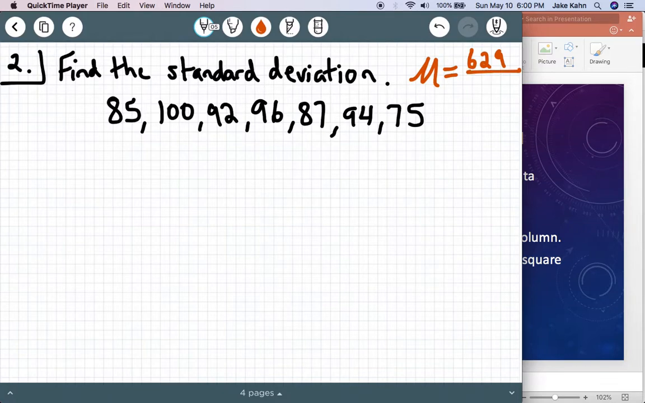Divided by, okay, so we have how many data points? 1, 2, 3, 4, 5, 6, 7. 7 data points. 629 divided by 7 in my calculator. What does it come out to? Darn, a decimal. That's unfortunate. 89.86.